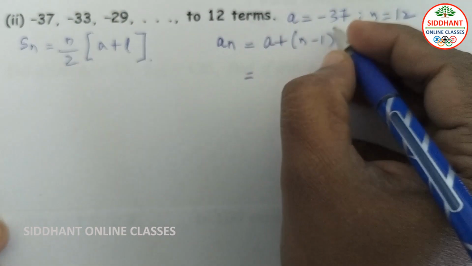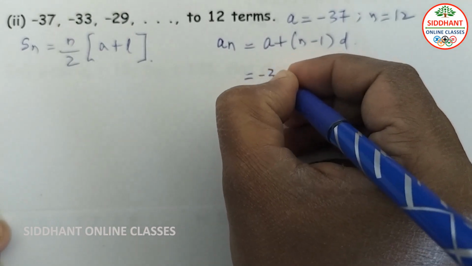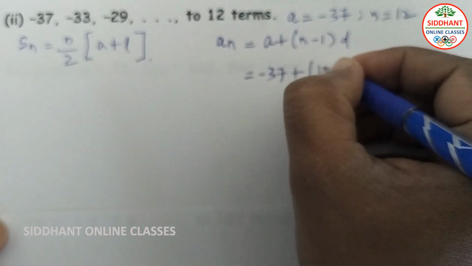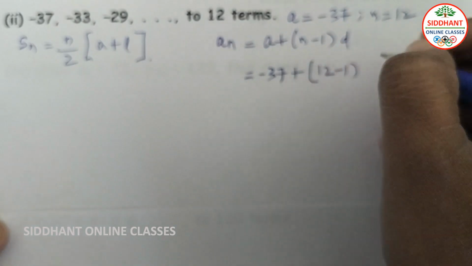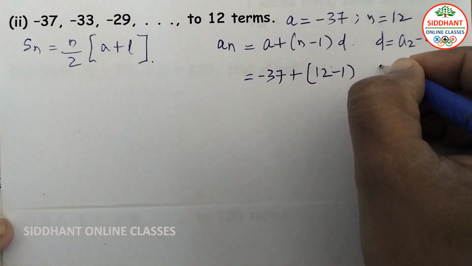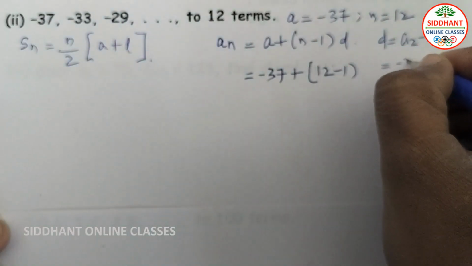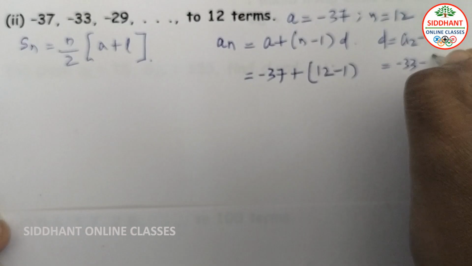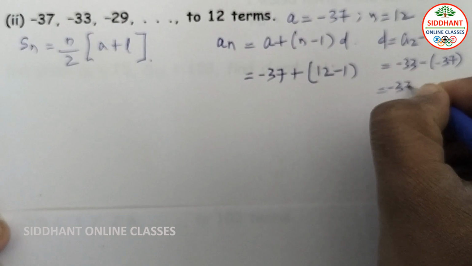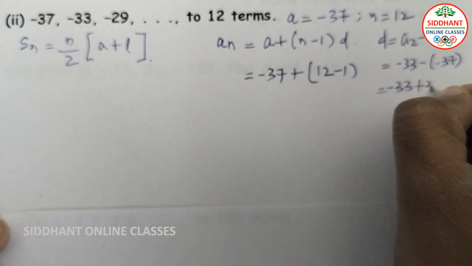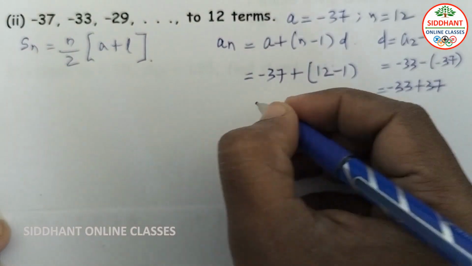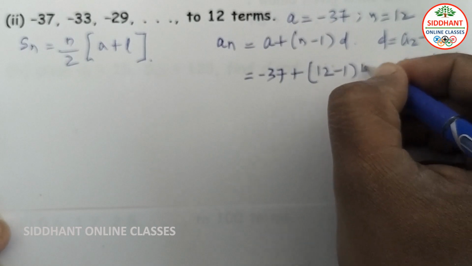So that equals a, how much? The first term, which is minus 37, plus n, how much? The number of terms, that is 12 minus 1. d is the common difference, that equals a2 minus a1. a2 minus a1 means minus 33 minus of minus 37. That equals minus 33 plus 37. So that equals 4. So now your common difference d is 4.